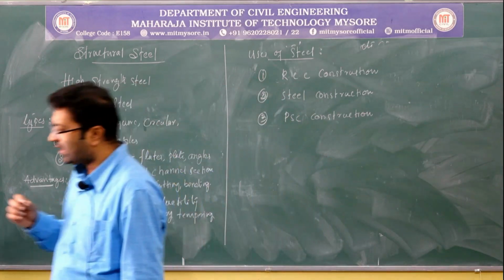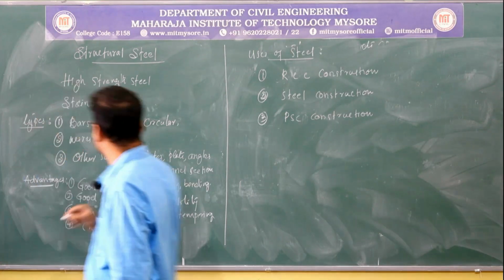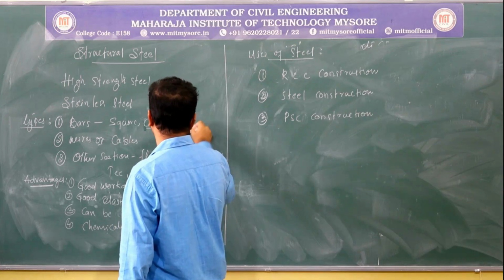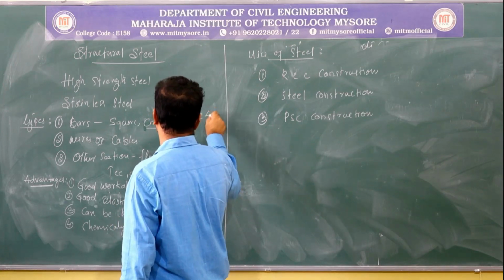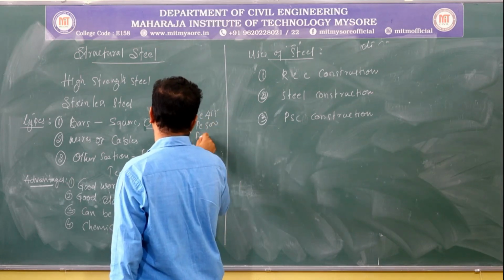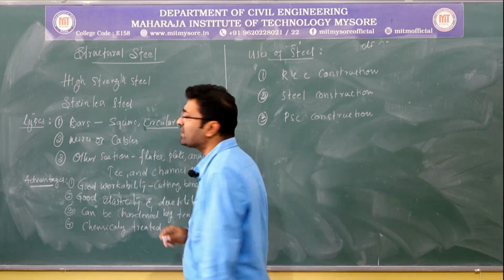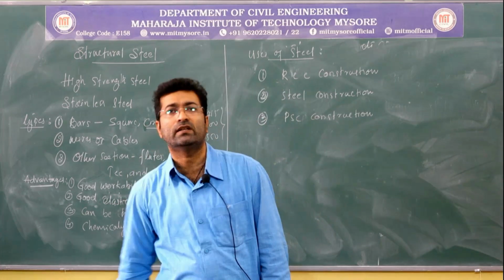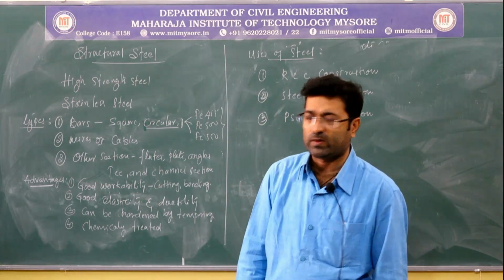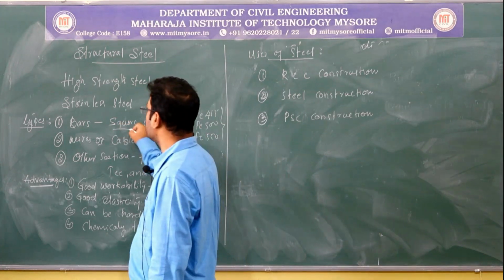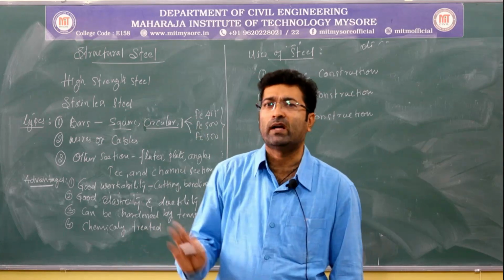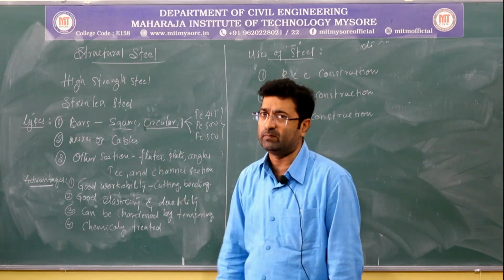If you concentrate more on the circular bars, there are many different categories available, that is Fe415, Fe500, then Fe550. Like this, different grades of high yield strength bars are available, and we use all of these for the reinforcing purpose. Whereas the square bars are usually used for interior decorative work, and they will be mild in nature, so we call them mild steel bars.